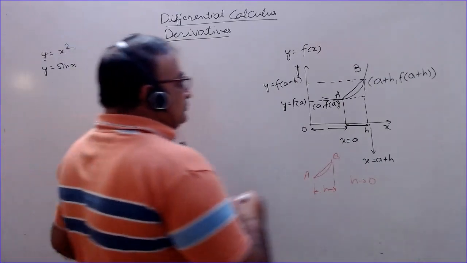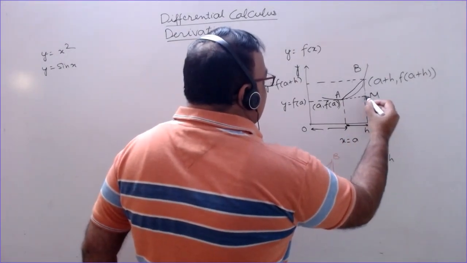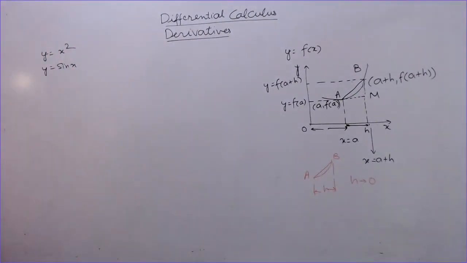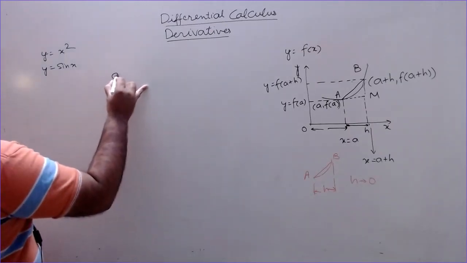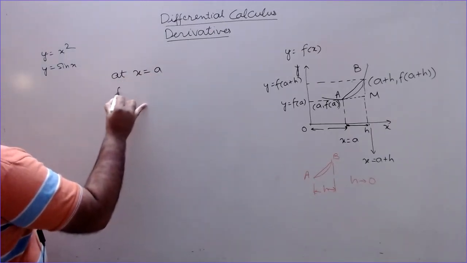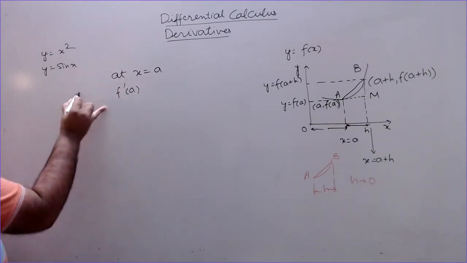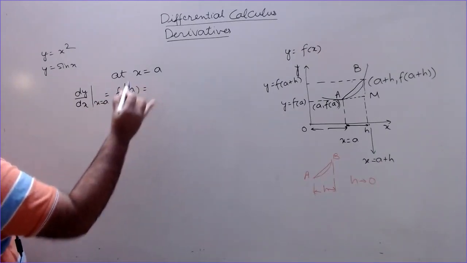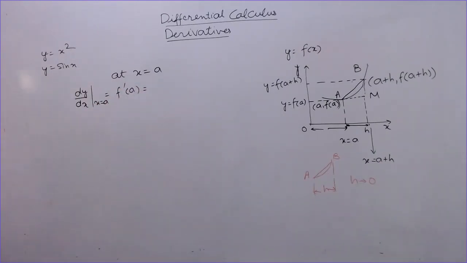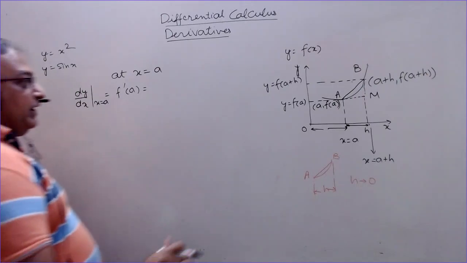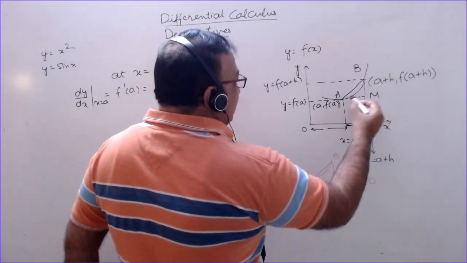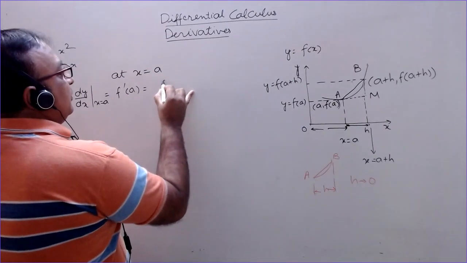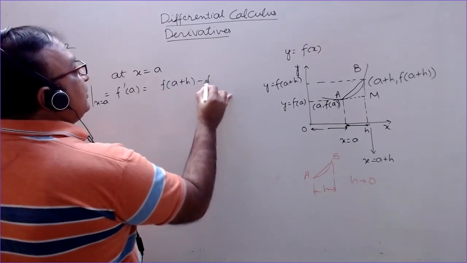Suppose this point is M. The derivative at any point is defined as follows: the definition of the derivative at x equal to a, f dash a, also known as dy by dx at x equal to a, is f dash a. This is equal to the slope of the line I had drawn, AB, that is BM divided by AM. So f of a plus h minus f of a.